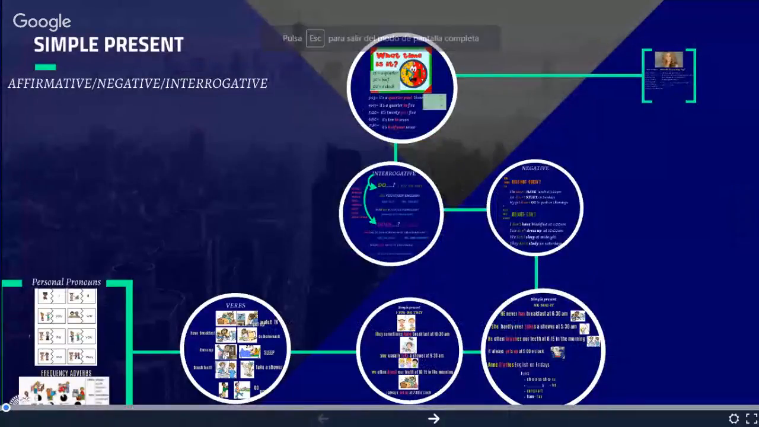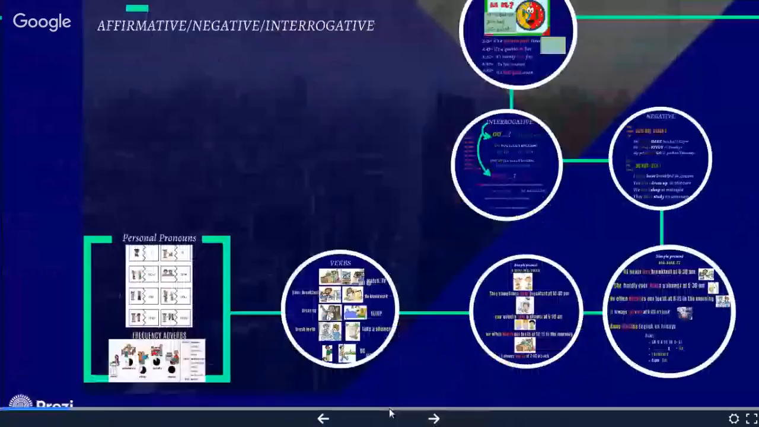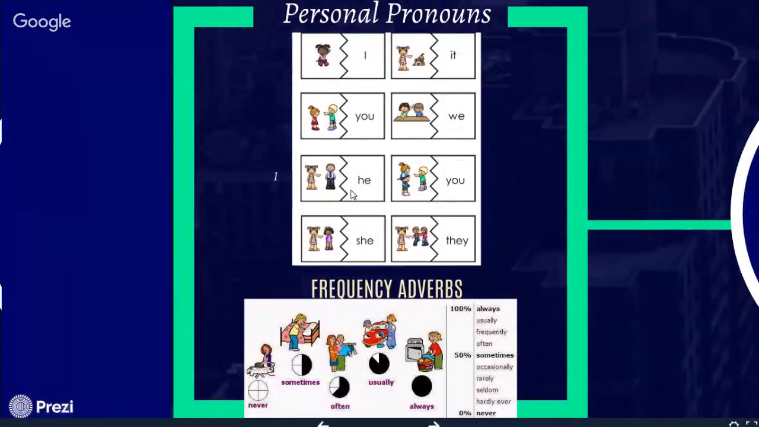Hello, dear students. Today we are going to learn about simple present, affirmative, negative, and interrogative. Before we start, we have to remember the personal pronouns. There are 8 personal pronouns.